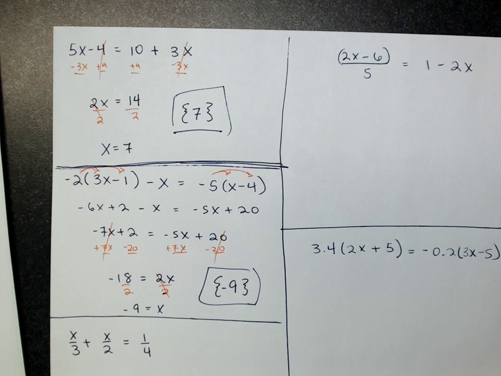Fractions or decimals, kill those first. Multiply by either the LCD or, for decimals, the opposite of the place value, the power of 10. 10 to kill tenths, 100 to kill hundredths, etc. Remember, be fair to every term, whether it has a fraction or a decimal or not.